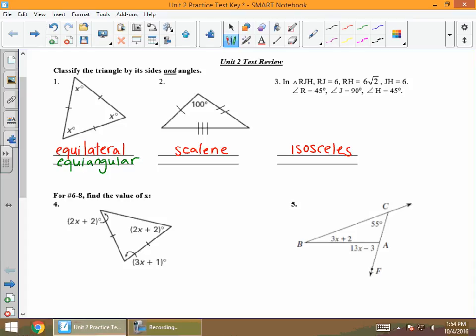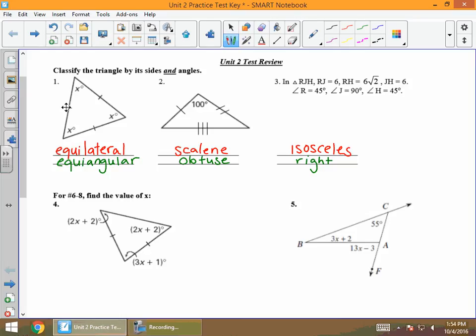Question number 2, there is 1 angle up here. 2 of them are going to be acute. One of them is 100 degrees. It is obtuse. That makes the triangle obtuse. And then number 3, 2 of them, R and H, are acute, and the third one is 90, so that makes this a right triangle. So what type of triangle is number 1? It is an equilateral and equiangular. Number 2 is a scalene obtuse triangle, and number 3 is an isosceles right triangle.